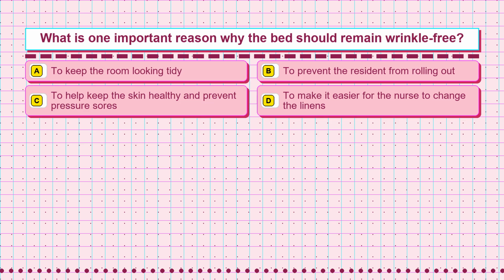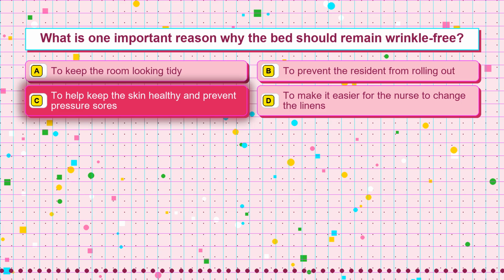Question 33. What is one important reason why the bed should remain wrinkle-free? Option A, to keep the room looking tidy. Option B, to prevent the resident from rolling out. Option C, to help keep the skin healthy and prevent pressure sores. Option D, to make it easier for the nurse to change the linens.